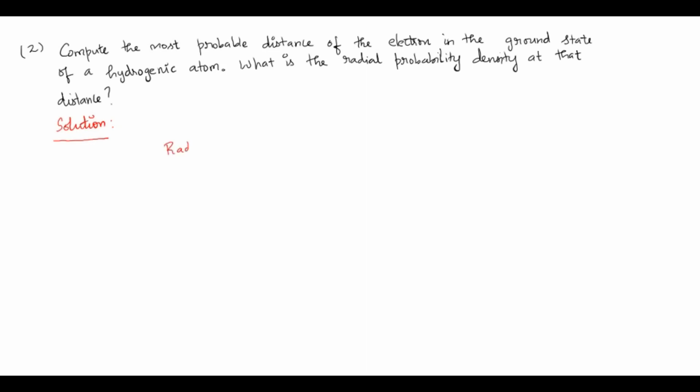So radial probability density is computed using this formula. P_nl, with principal quantum number n and orbital quantum number l. The radial probability density depends only on r, and it is equal to simply r squared times the modulus of R_nl of r squared. We can calculate this for the ground state, as it is given in the question.